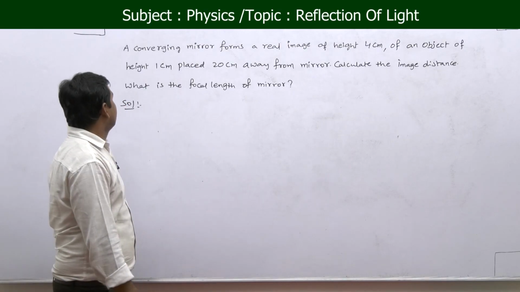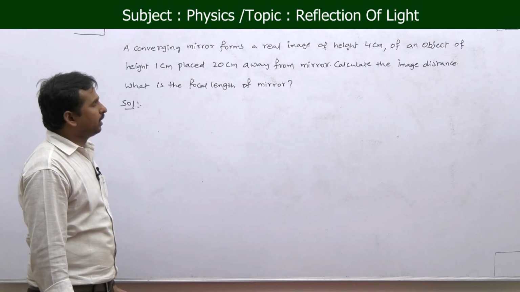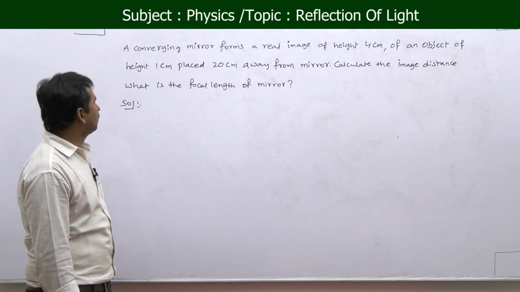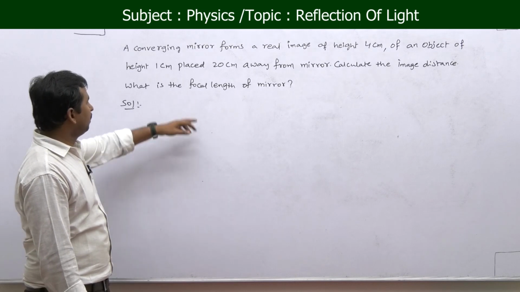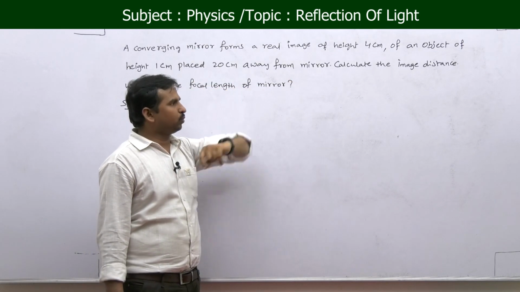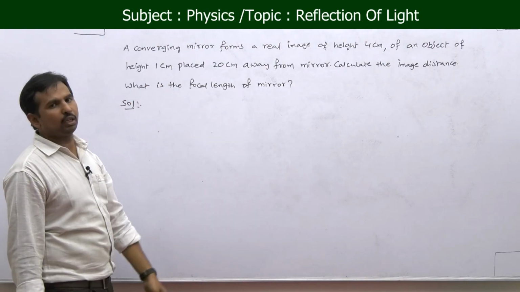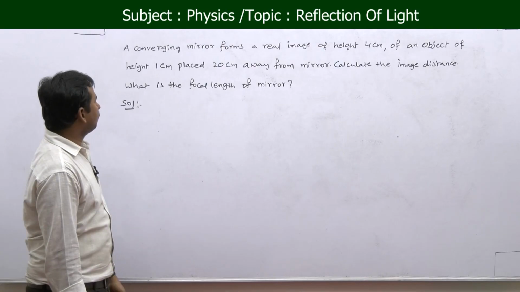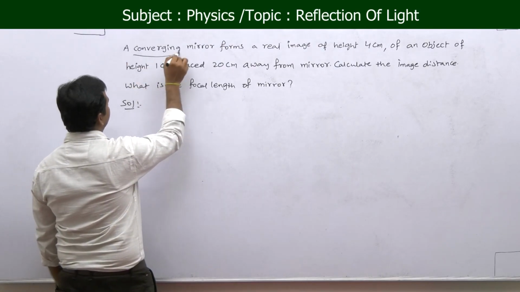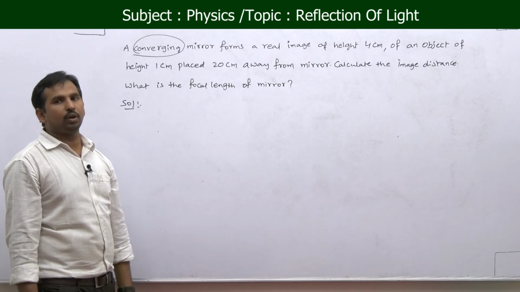Now see here the next model. A converging mirror forms a real image of height 4 centimeters of an object of height 1 centimeter placed 20 centimeters away from the mirror. Then what we have to find is to calculate the image distance and the focal length of the mirror. If you see here, it is clearly mentioned that it is a converging mirror. Converging mirror means nothing but a concave mirror.